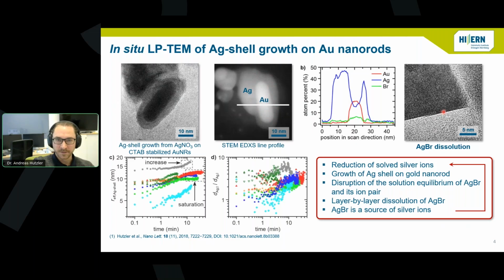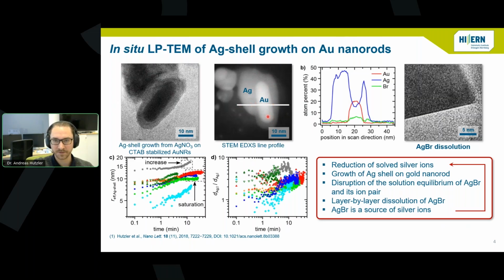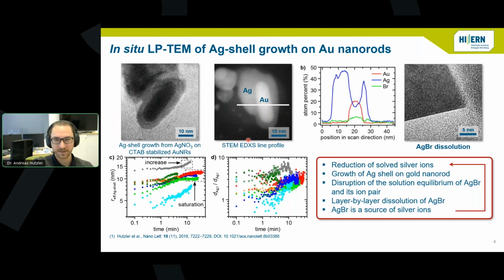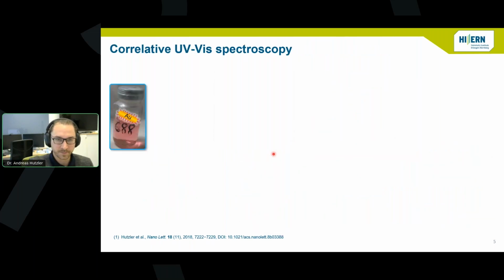We can learn more about this underlying process. Namely, we can look at the dynamics, so we can see how the shell grows over time, and we can even see that the shell grows anisotropically, so it grows faster in the transversal direction than in the longitudinal direction. But everything is electron beam induced right now.